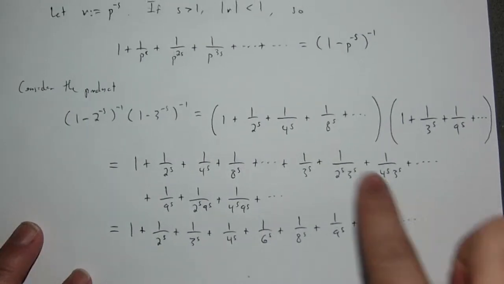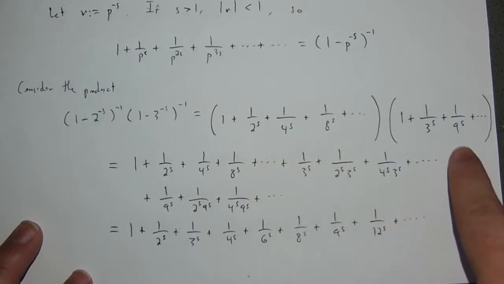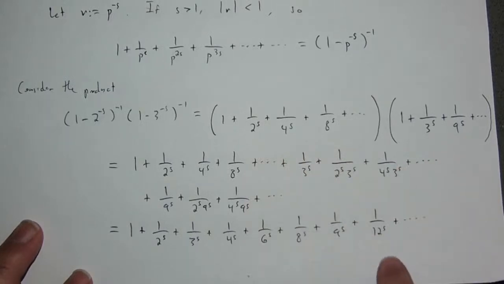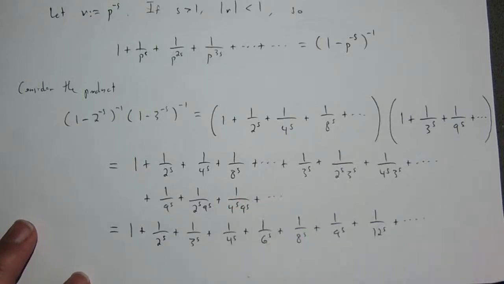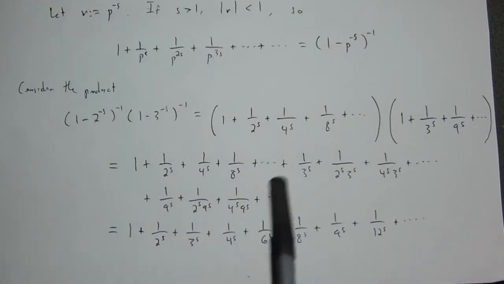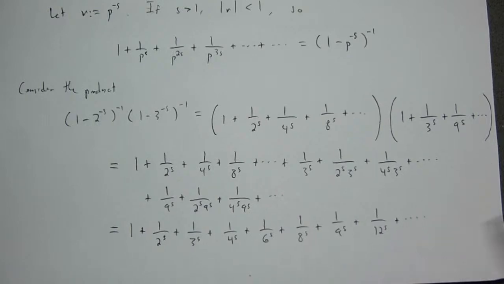And if you think for a second, I'm going to get every such number. I'm going to get every number that involves only combinations of 2's and 3's, so only 2's and 3's in its prime factorization. I'm going to get every single number like that, but I'm not going to get any numbers that also have a 5. For instance, we didn't get a 1 over 5 to the s. I don't have a 1 over 10 to the s showing up here, or 1 over 15 to the s. I have none of those.